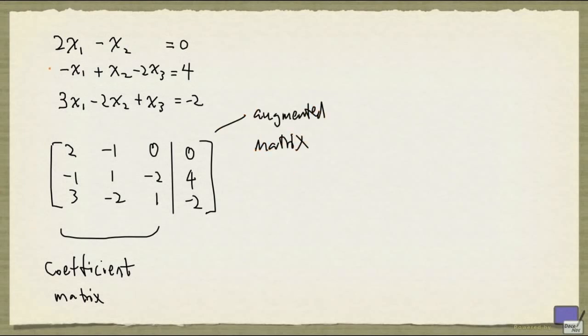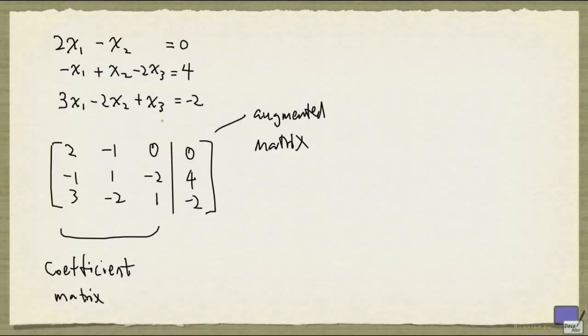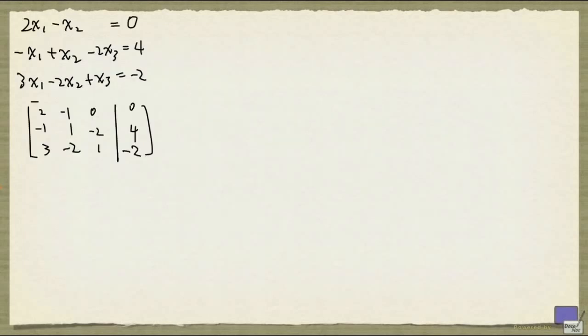The elementary operations for solving a system of linear equations can be translated to a set of operations that we can perform on the augmented matrix, and they are the following. We can multiply a row by a non-zero constant. That means for every number in that row, we multiply it by the same constant. We can add a constant multiple of a row to another row, and we can interchange the positions of two rows. We are going to look at the process of solving our system here in parallel with the elementary row operations that we can apply to this matrix.